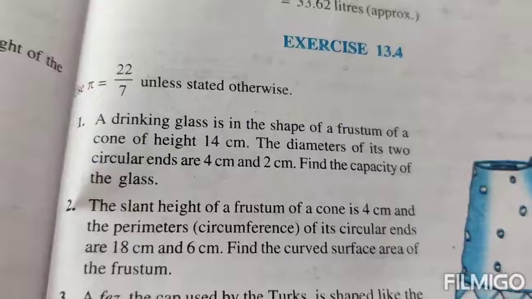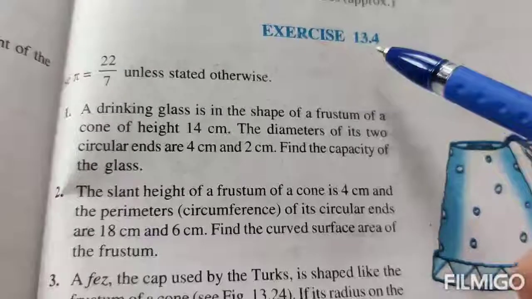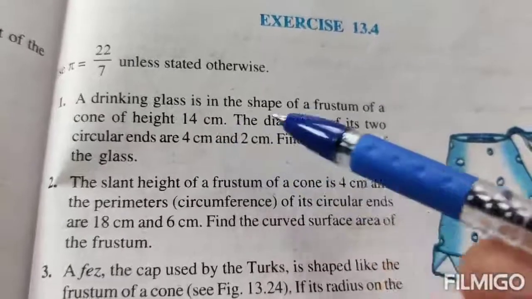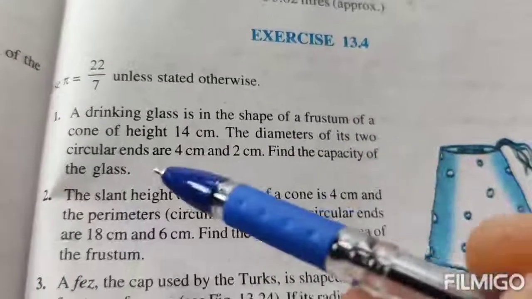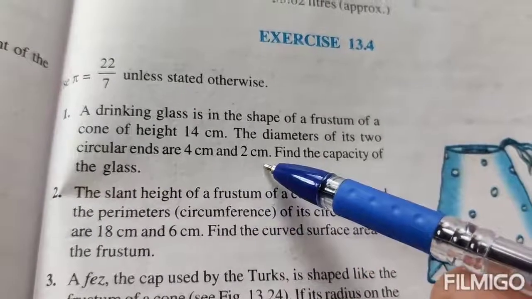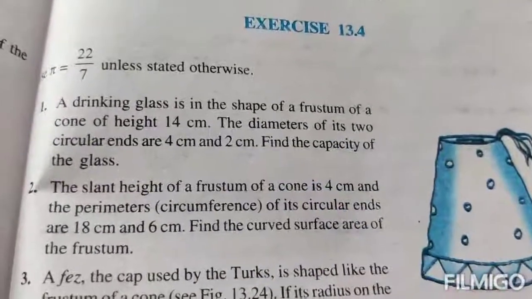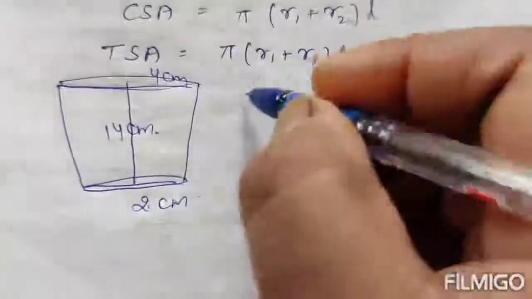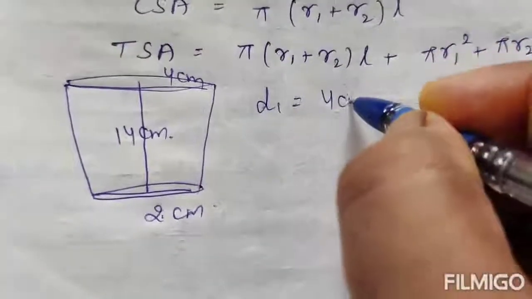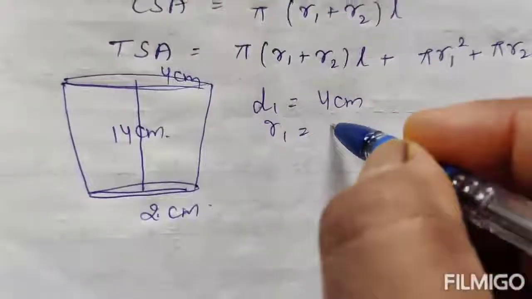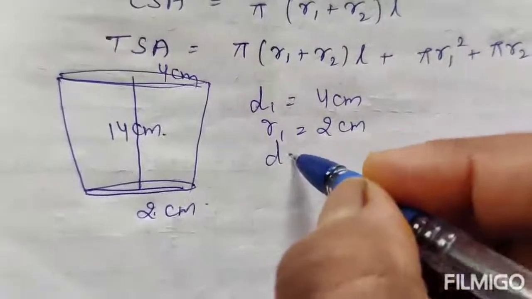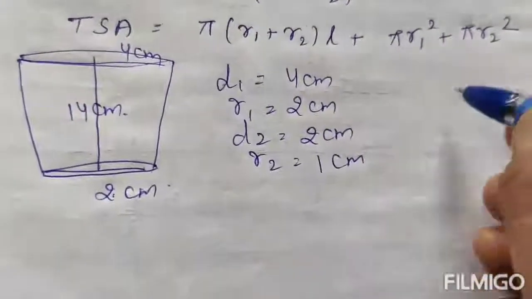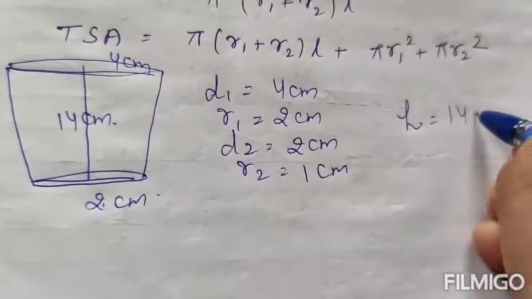Now the exercise. Question number 1 of exercise 13.4. A drinking glass is in the shape of a frustum of a cone, height 14 cm. The diameters of its two circular ends are 4 cm and 2 cm. Find the capacity of the glass. It means volume. The diameter is 4 cm and 2 cm. It means first diameter 4 cm, so radius R1 equals 4 by 2, which is 2 cm. And diameter 2 is 2 cm, so R2 equals 1 cm. And the height of the frustum is 14 cm.